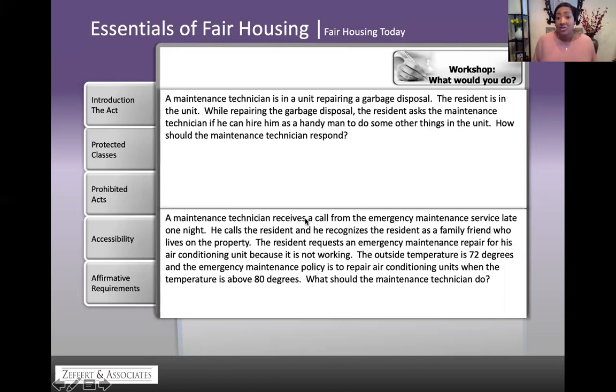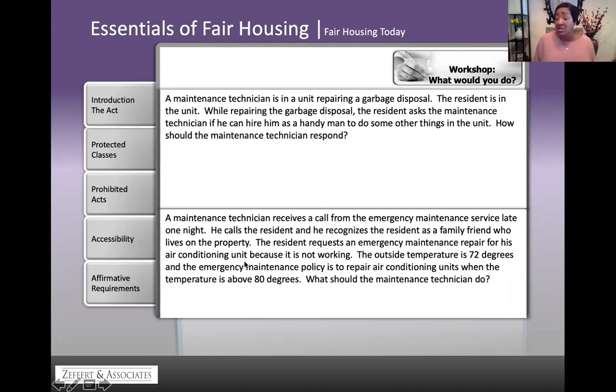A maintenance technician receives a call from the emergency maintenance service late one night. He calls the resident and recognizes the resident as a family friend who lives on the property. Now, the resident requests an emergency maintenance repair for his air conditioning unit because it's not working. The outside temperature is 72 degrees, and the emergency maintenance policy is to repair air conditioning units when the temperature is above 80 degrees. What should the maintenance technician do?